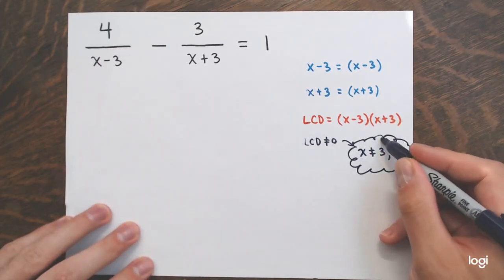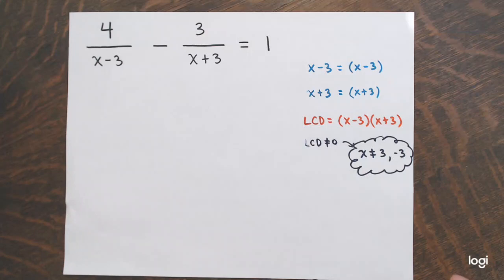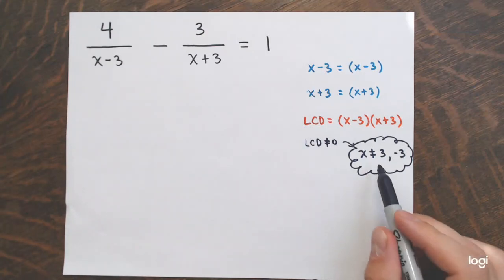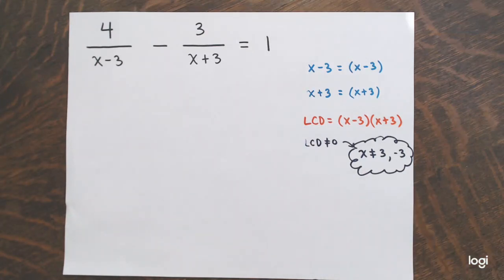I'll put that little bubble. Keep that in mind, so that if I get solutions at the end, hopefully they're not 3 or negative 3, because if they are, I'm in trouble. That means I have no solution, or what are called extraneous solutions to the problem.